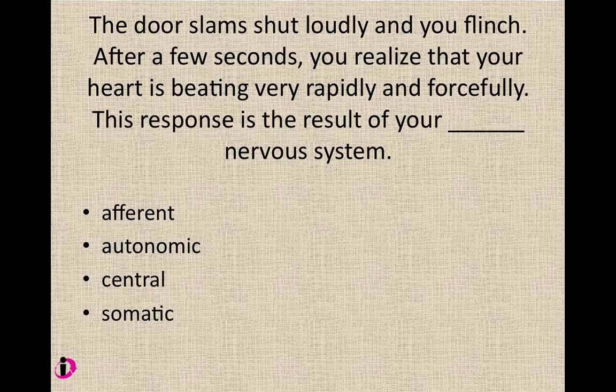Well, as we just discussed, that would be your autonomic or your sympathetic system, which is a division of your autonomic. The afferent is going to be the hearing of the door slamming. Okay, central nervous system is going to integrate that information, and the somatic will be the skeletal muscles causing you to jump or flinch. Okay, but to get the heart beating faster, that'd be your autonomic nervous system.